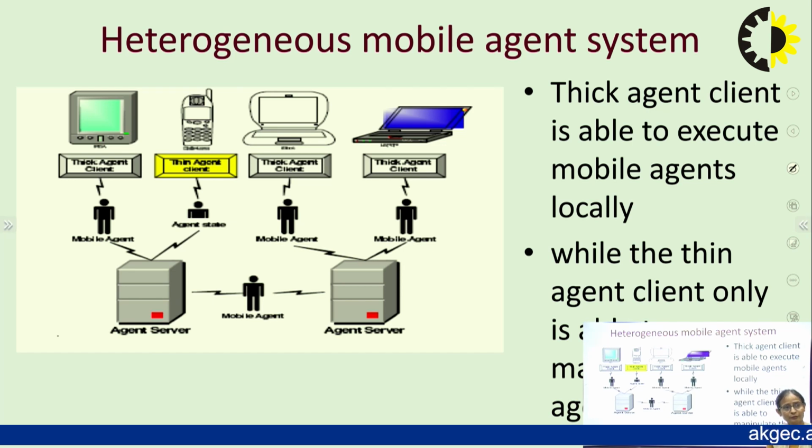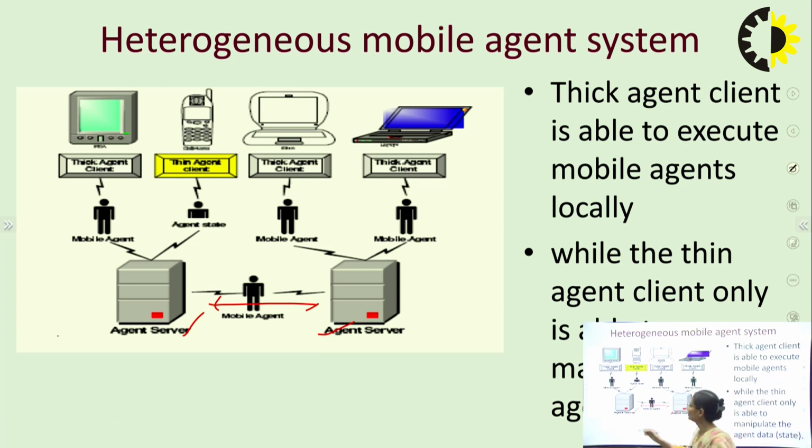So in the case of a heterogeneous mobile agent system, this shows the architecture of a heterogeneous mobile agent system. We have the agent servers, and the mobile agent moves from one agent server to another agent server. Now the clients can be a thick client or a thin client. For example, this is a thick agent client, again this is a thick agent client, and this is a thin agent client.